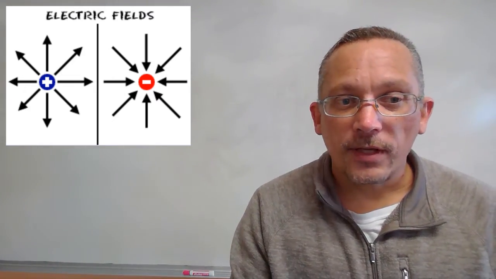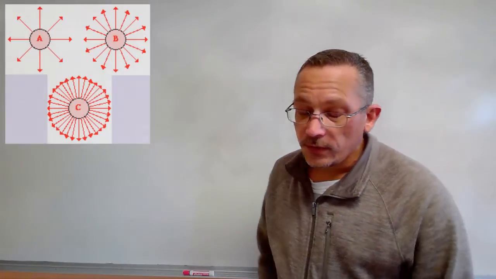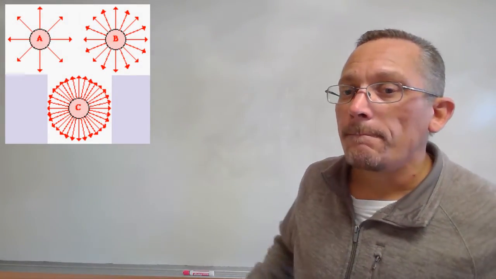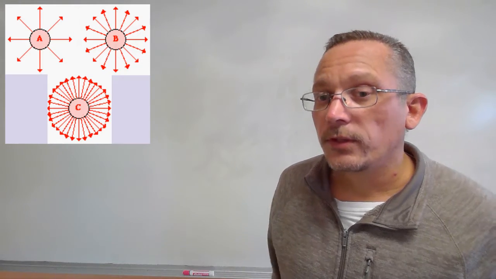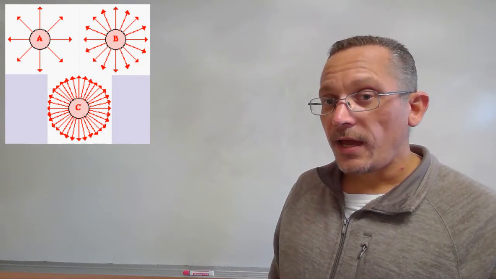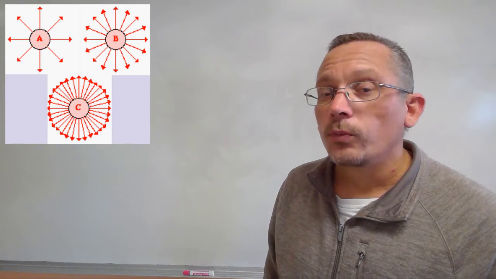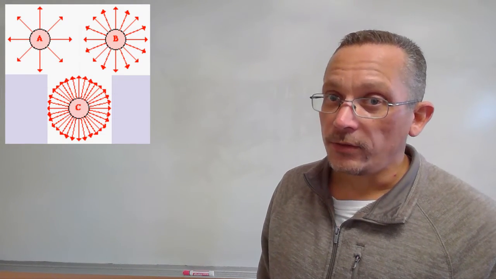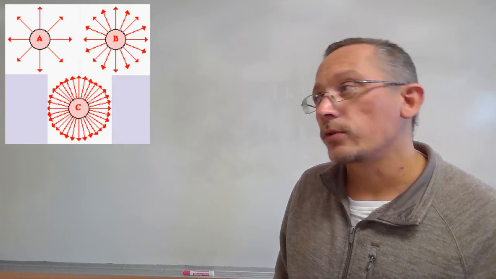When we have a strong electric field, we represent that with many lines, many arrows coming from the charge or going to the charge. And when we have a weaker electric field, we'll represent that with fewer arrows, fewer lines going towards or away from the charge, right?